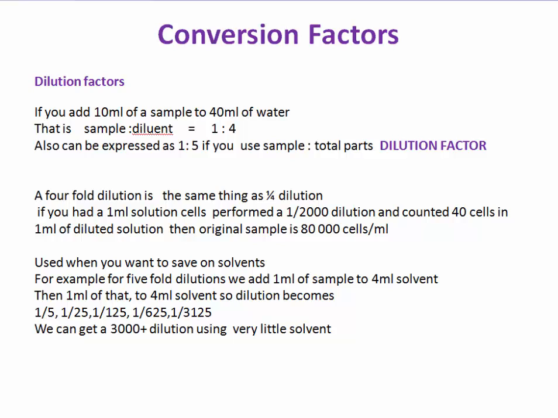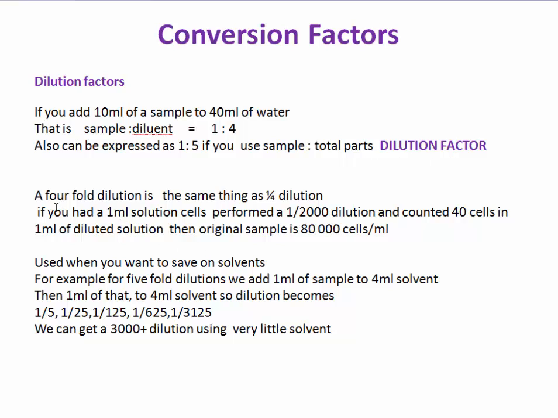Dilution factors, we'll quickly go over this. Dilution factors are used in chemistry and can also be used as a maths question, I suppose. So if you add 10 mils of a sample to 40 mils of water, this gives us a dilution of sample to diluent, or diluent can also be solvent, of 1 to 4. And this is expressed as a dilution factor of 1 to 5. So we've got 1 part of the sample and the total is 5. So that is called the dilution factor.